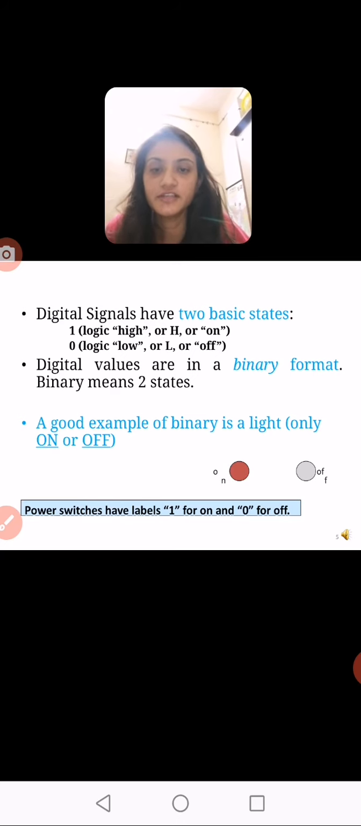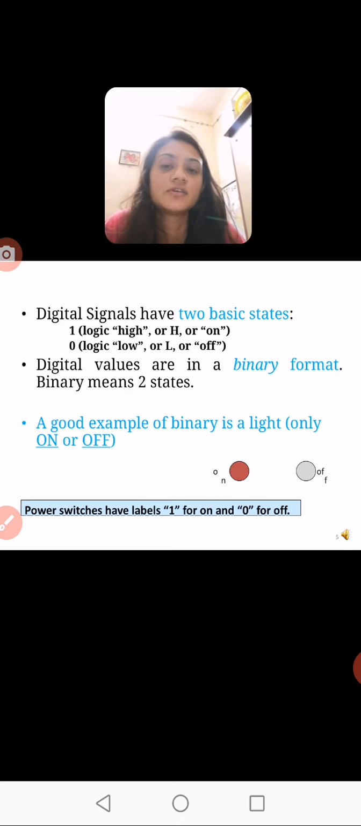So let us first of all define a digital signal. A digital signal has two basic states. First state is logic 1, also known as high, indicated as capital H, or called the on state. Second state is 0, also known as low, denoted by capital L, or the off state. So digital values are in binary format. It has only two states, either 0 or 1. That is called a digital signal.